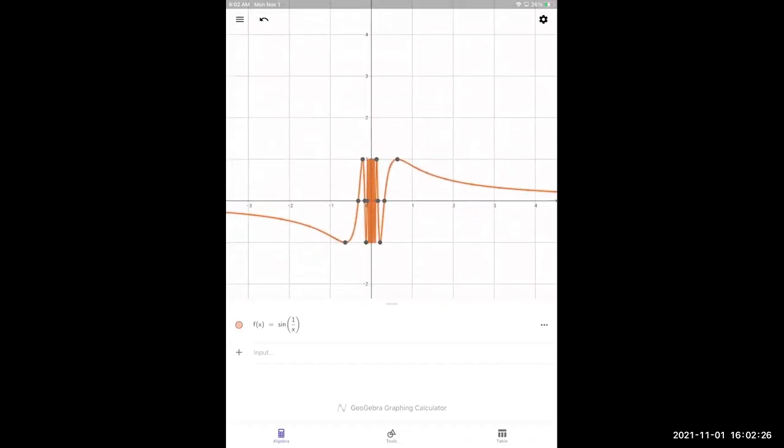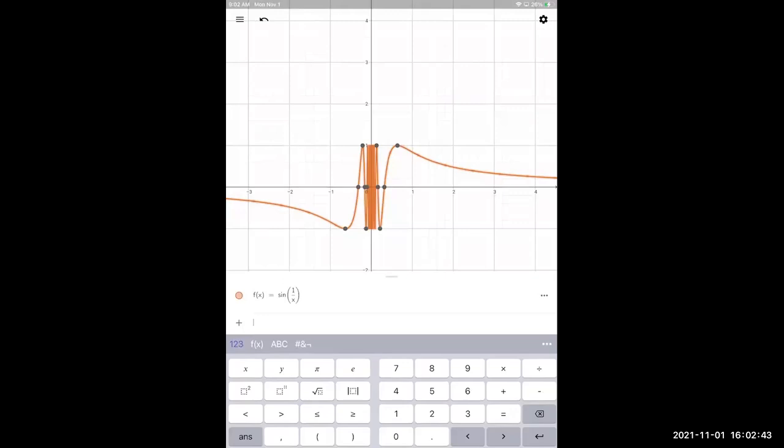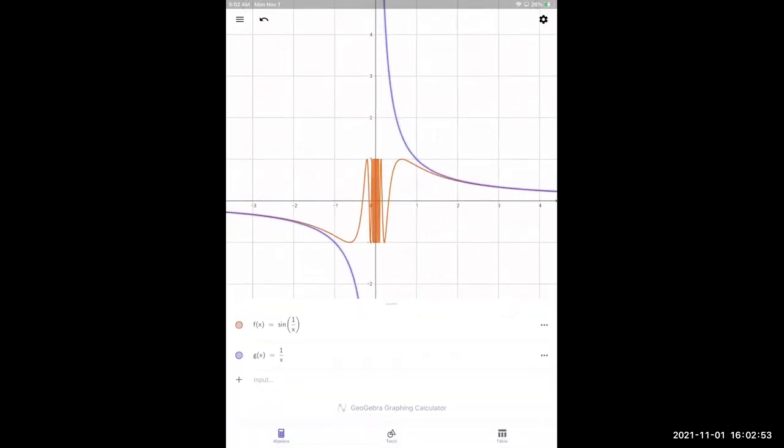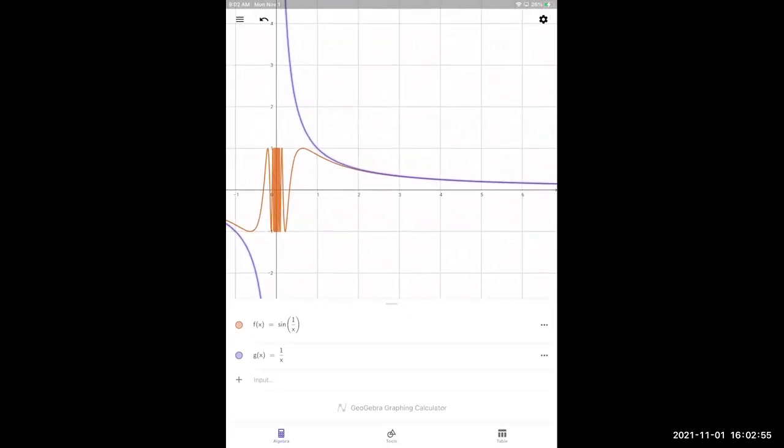Okay, this is the graph of sine of 1 over x. It behaves weird when x is near 0 because the function becomes discontinuous. We don't care about 0 here. We care about what happens when n grows. So let's also plug in 1 over x. Guys, look at the two graphs. What's happening when n gets big, or when x gets big? What do you see?